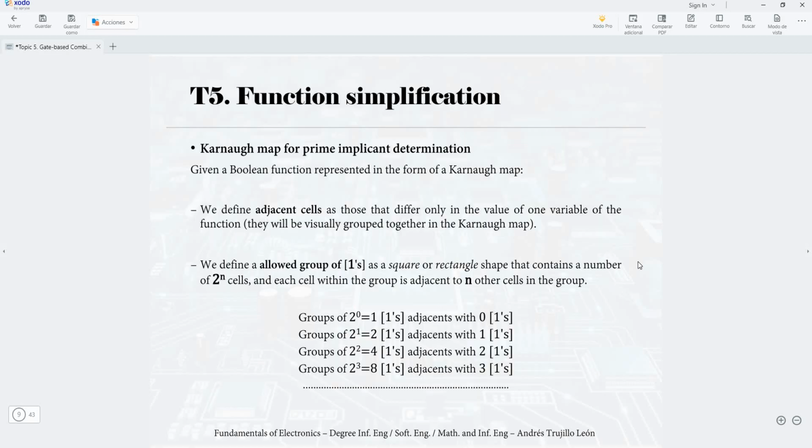So once we have seen the concept of adjacent cells, we are going to see the concept of allowed group of ones. You can have as well an allowed group of 0s. Remember the dual definition. So an allowed group of ones in a Karnaugh map is going to be a square or a rectangle that contains a number of ones equal to 2 raised to n, and each cell within the group is adjacent to another n cells. We are going to see this with an example.